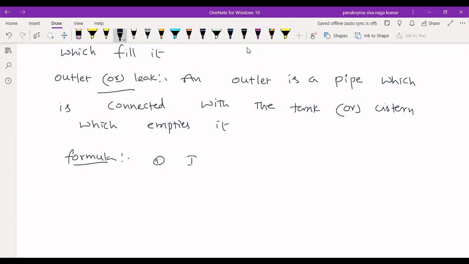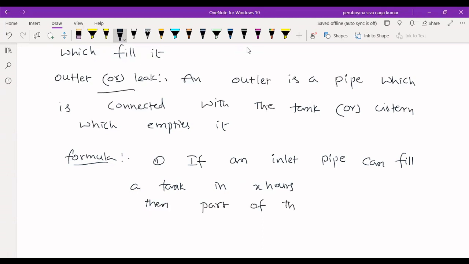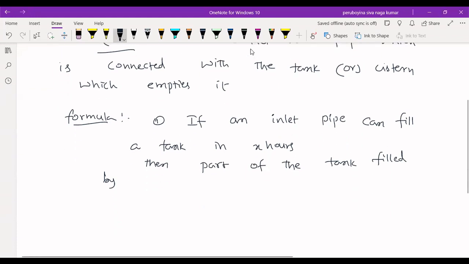First formula: if an inlet pipe can fill a tank or a cistern in X hours, then the part of the tank filled by the pipe in 1 hour is 1 by X.